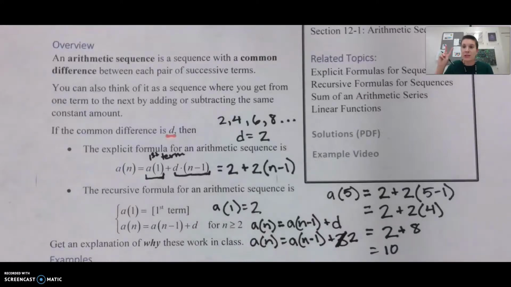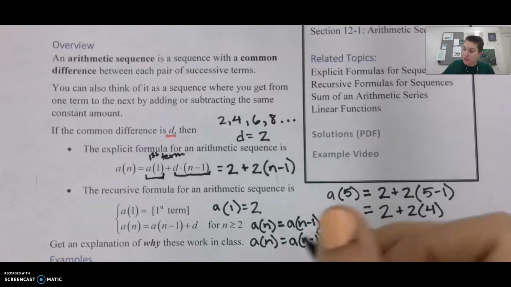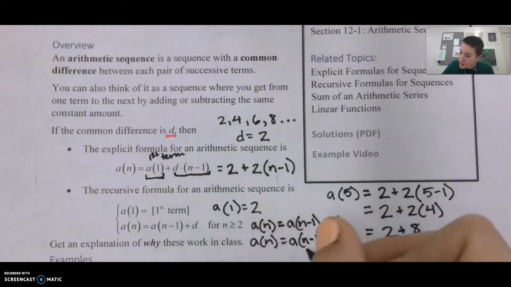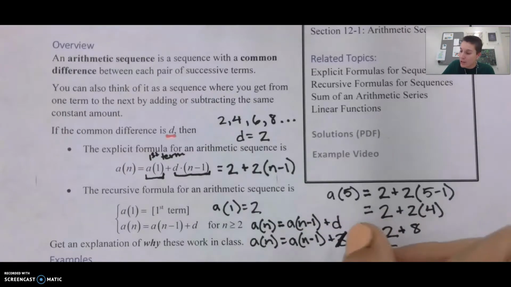If we wanted to find our second term, we would first need to know our first term, which is 2. So our first term is 2, so the previous term is 2. And then we just need to add our common difference, which is 2, to get our next term, which will be 4. So that is how you write your two formulas.